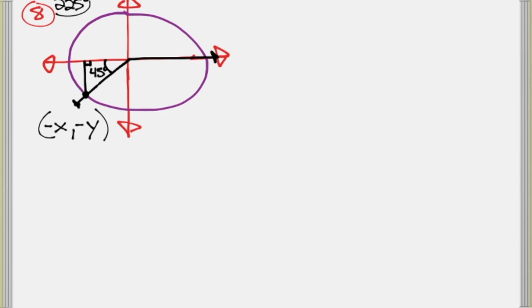Like cosine of theta equals x, now it's going to be negative x because it's in quadrant 3. Sine of theta equals y, now it's going to be negative y because it's in quadrant 3. Tangent of theta is y over x, and both of those are going to be negative, so tangent is actually going to be positive. So things like that you have to think about.